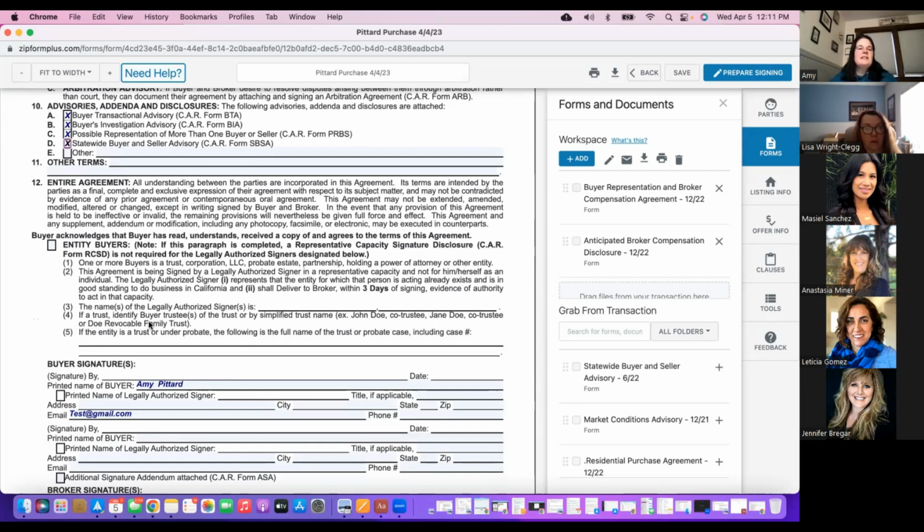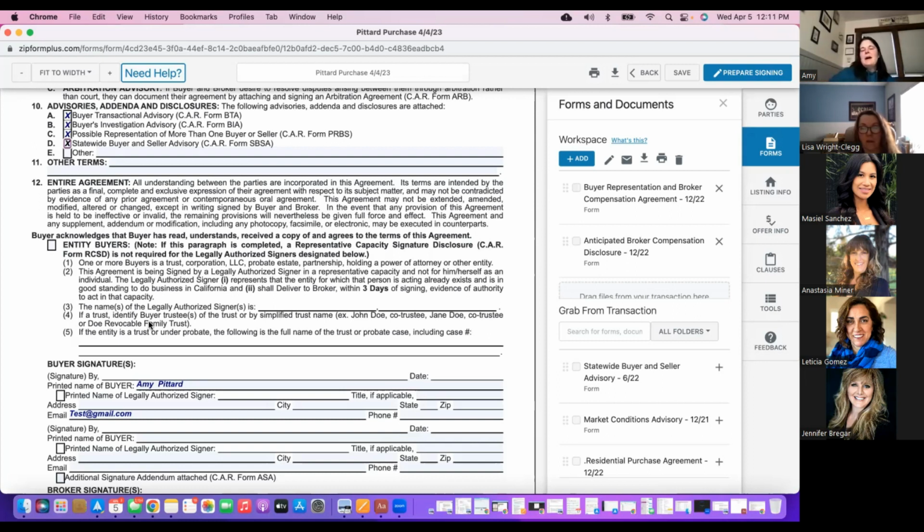This agreement and any supplement, addendum, or modification, including a photocopy, fax, or electronic copy, may be executed in counterparts, meaning I could sign one copy and the buyer could sign one copy, and as long as they match, it counts as us both signing the agreement. Buyer acknowledges that the buyer has read, understands, and received a copy of this agreement, and agrees to the terms of this agreement.